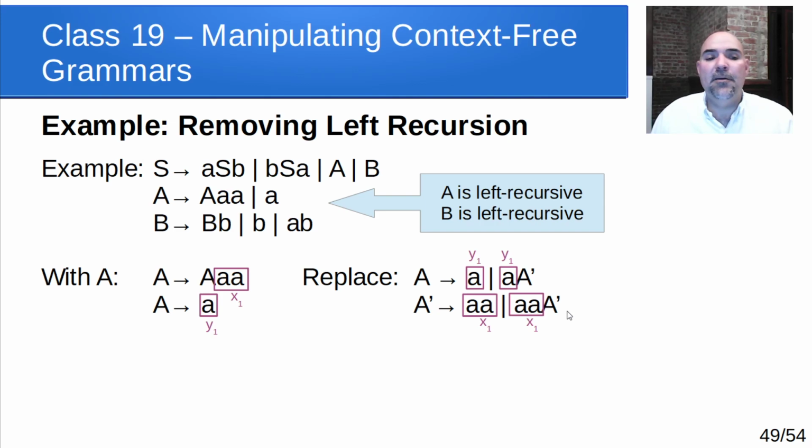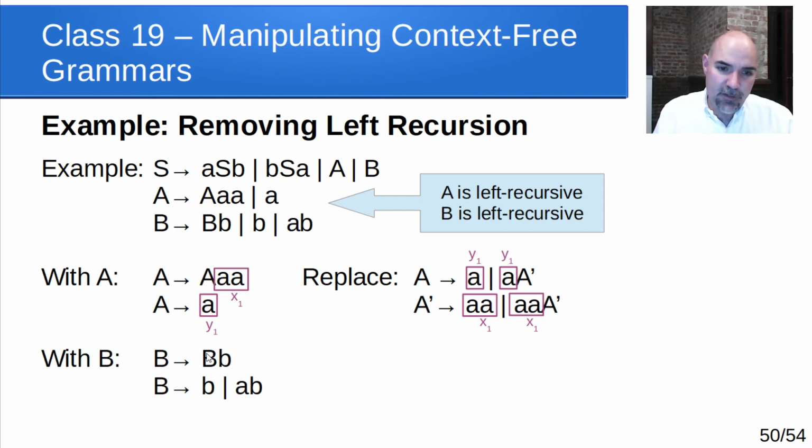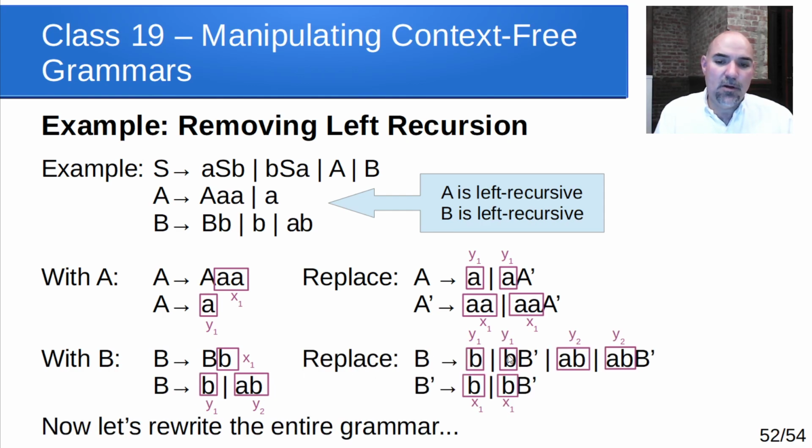Now, let's go ahead and go to variable B. So there's B. It had a left recursive, divided into the two groups, left recursive ones and non-left recursive ones. So in this one, we're going to have x1 and y1 and y2. So now when we go to replace that, we're going to have B produces y1 or y1 B prime. And then we're also going to have y2 or y2 B prime. And then x, there's only one x, so we have that.